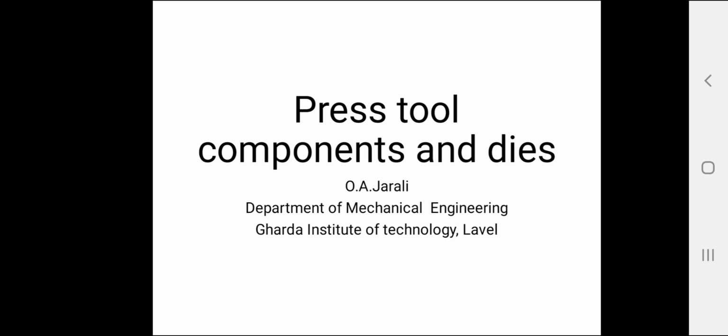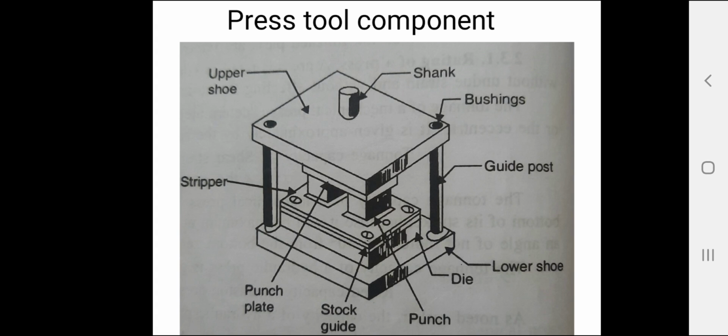So press tool components may be divided into different types, that is working components, structural components, guiding components, feeding components, locating and locking components, stripping components and fastening components. This figure shows the basic press.